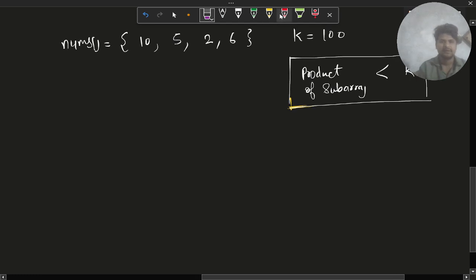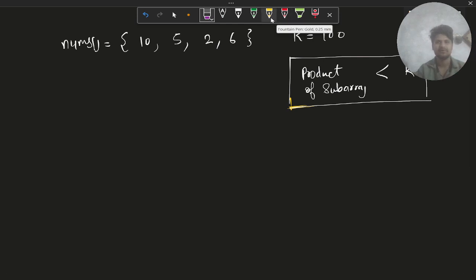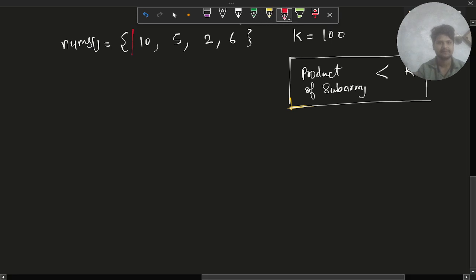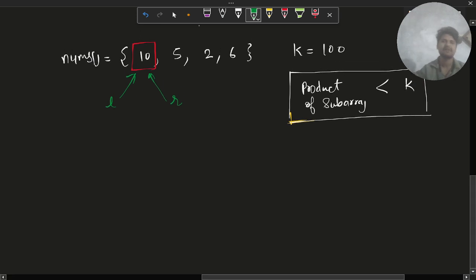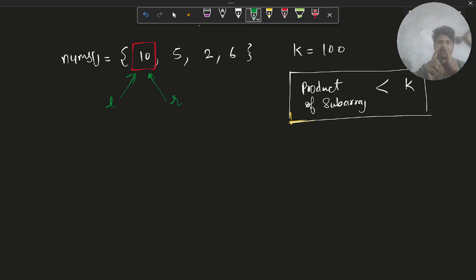Okay, so in a variable size sliding window, we are going to do one thing. We are initializing a window which is very small. So my left pointer is pointing to this index, and my right pointer is pointing to this same index. This is my very small window. Now I am going to decide on what condition I am going to expand my window and what condition I am going to shrink my window.